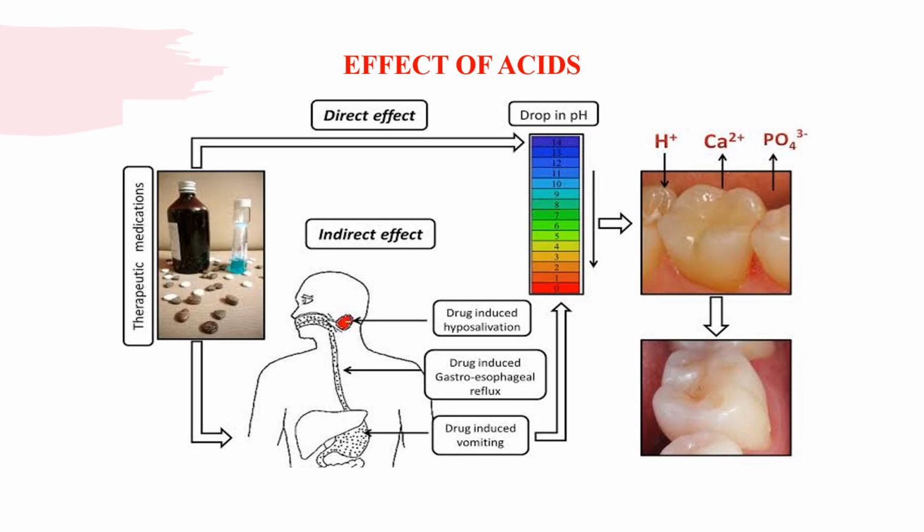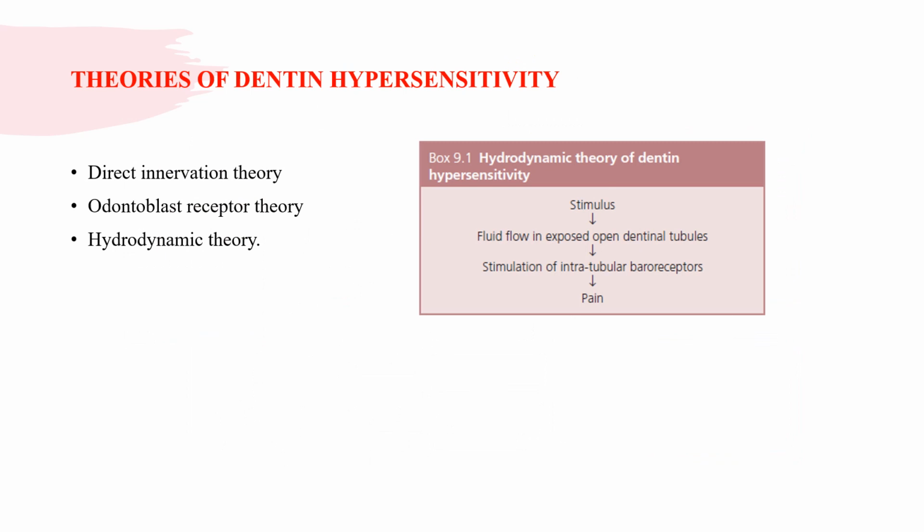The gastroesophageal reflux disease induces acids produced from the stomach to affect the lingual surfaces of the teeth. So thus we can see more erosion of enamel on the lingual surfaces of the teeth.